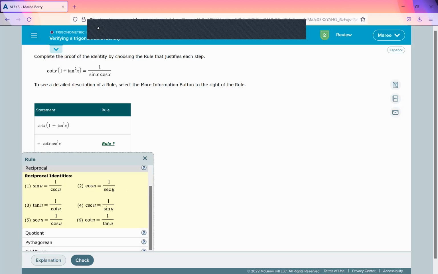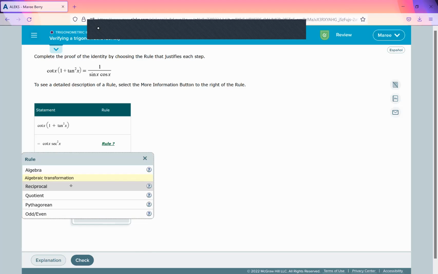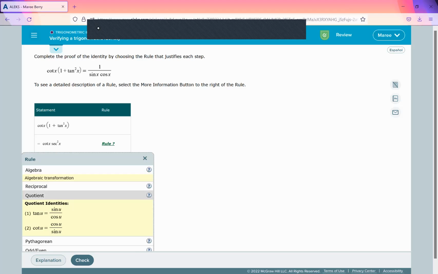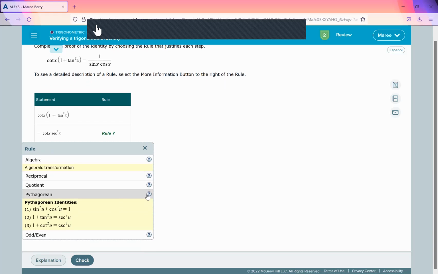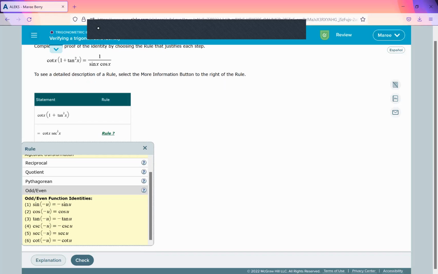The cosine is 1 over secant. Secant is 1 over cos. Tangent's 1 over cotangent. Cotangent's 1 over tan. So I just wrote down all the reciprocal rules, and then I wrote down all the quotient identities, which is just tangent is equal to the sine over the cos, and cotangent is the cos over the sine. I wrote down the Pythagorean identities, these three here, and then the odd and even identities, all of those.